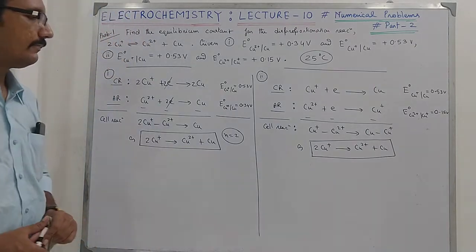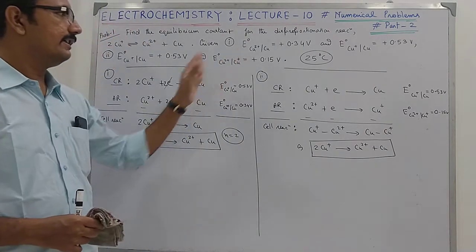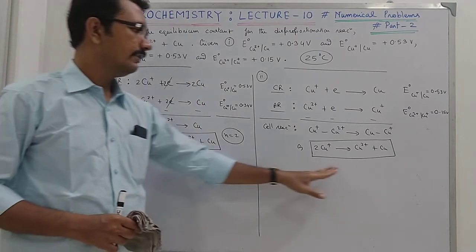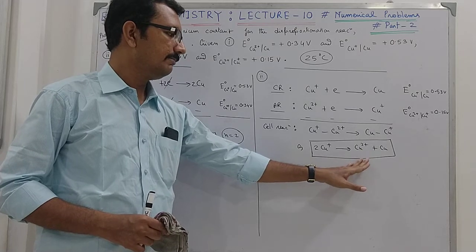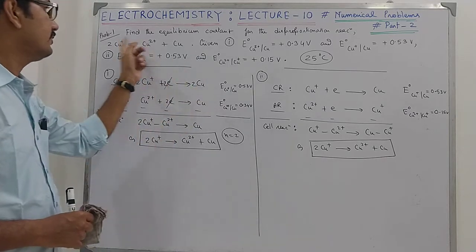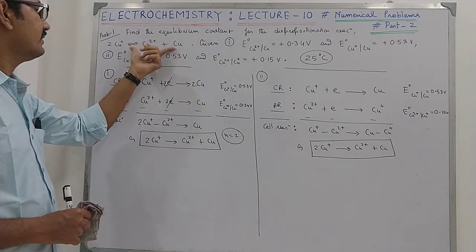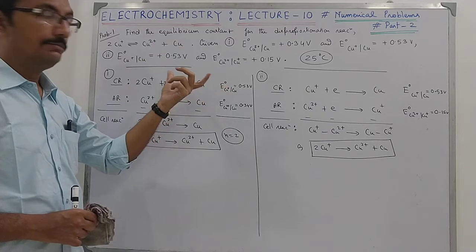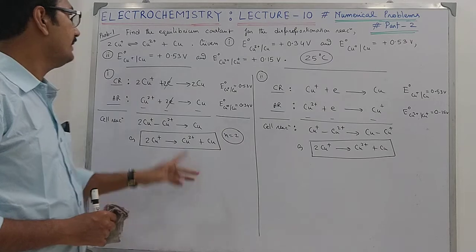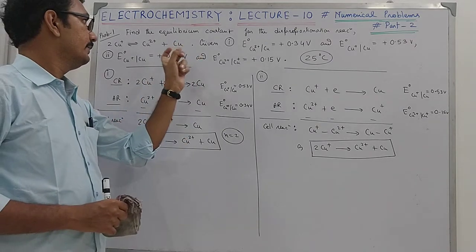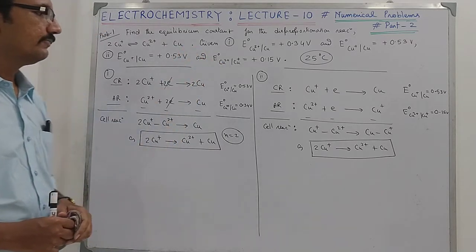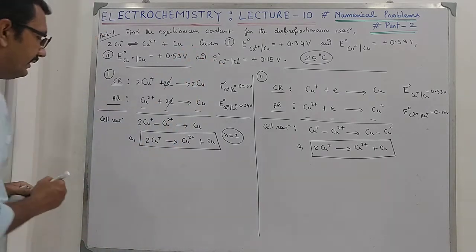Now see, using the different data sets, you are able to arrive at the same cell reaction. That's why they are asking you to find the equilibrium constant for the disproportionation reaction using 2 different sets, because this can be done. Now what is the procedure to find the equilibrium constant? I have found the equilibrium constant in 2 previous lectures. Now that is not very tough.